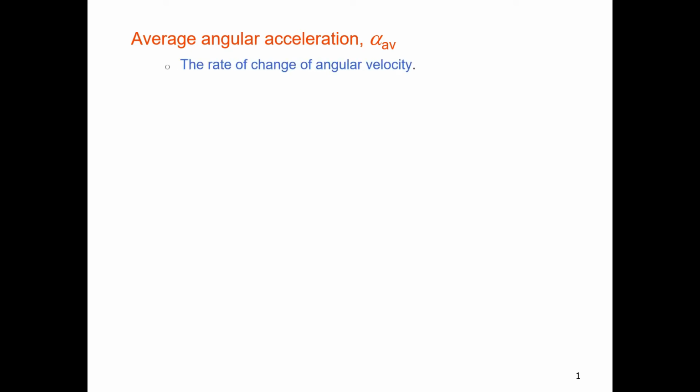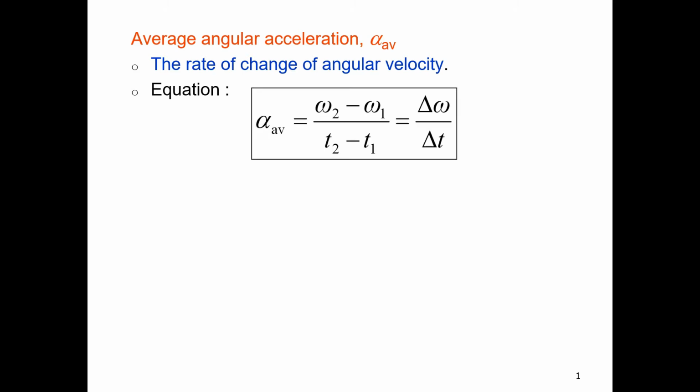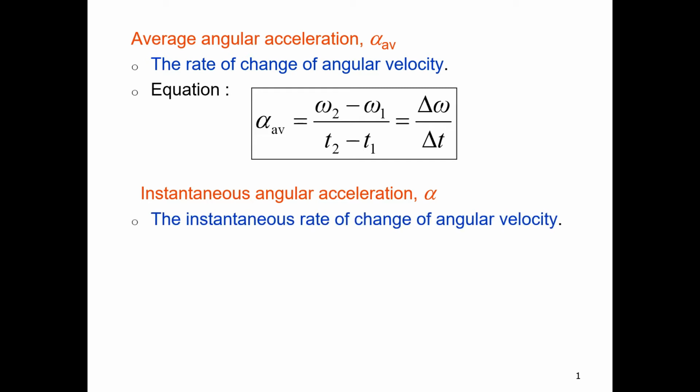The next parameter in rotational kinematics of rigid body is average angular acceleration or alpha average. Average angular acceleration can be defined as the rate of change of angular velocity, or in mathematical equation, it is delta omega per delta t. The last one is instantaneous angular acceleration, or alpha. It can be defined as the instantaneous rate of change of angular velocity, or the first differentiation of angular velocity.